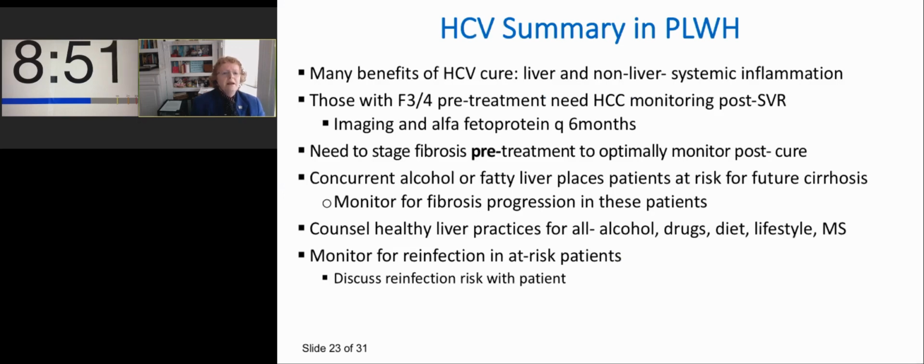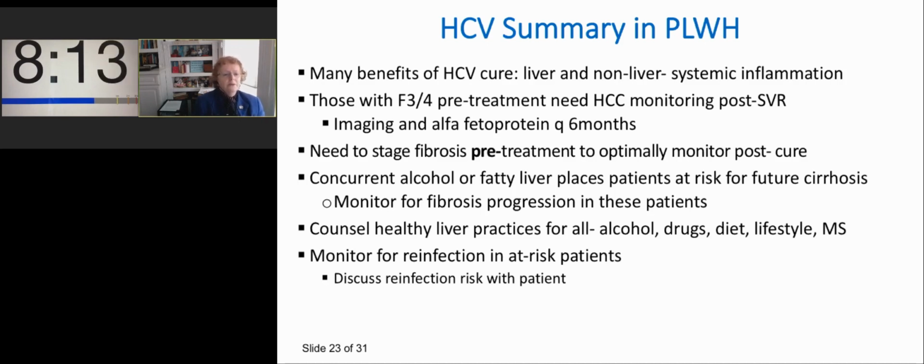So there are many benefits of HCV cure, liver and non-liver, decreasing systemic inflammation. It's important that those with severe fibrosis or cirrhosis need HCC monitoring post-SVR with imaging and alpha-fetoprotein every 6 months. You need to stage fibrosis pre-treatment to know how to monitor the patient post-cure, because we don't have a good way of assessing fibrosis post-cure except liver biopsy, which is not very popular.